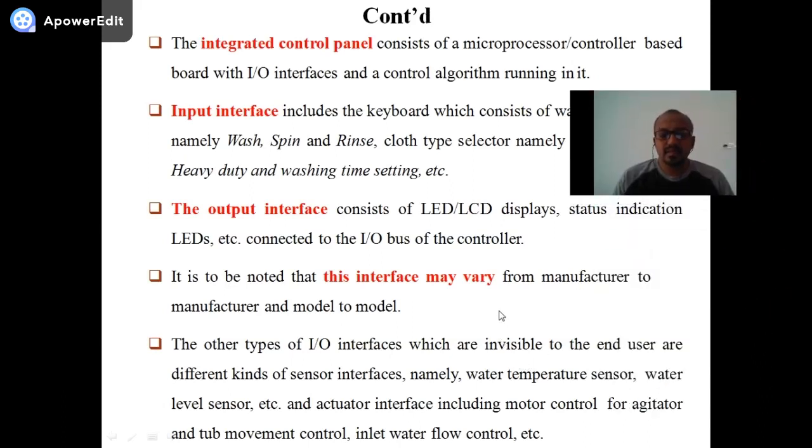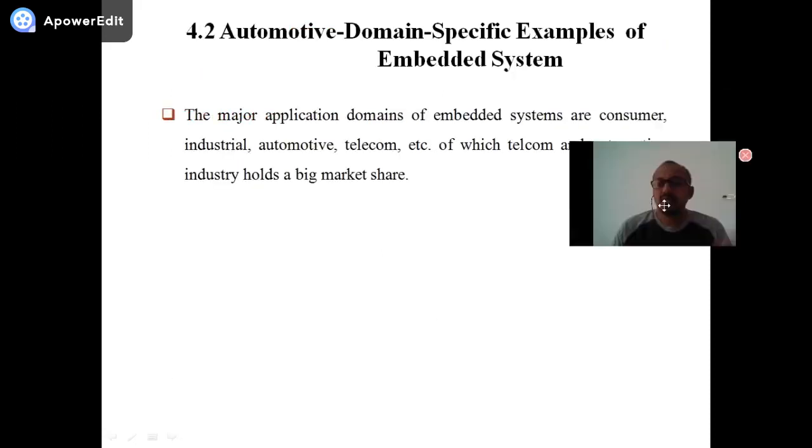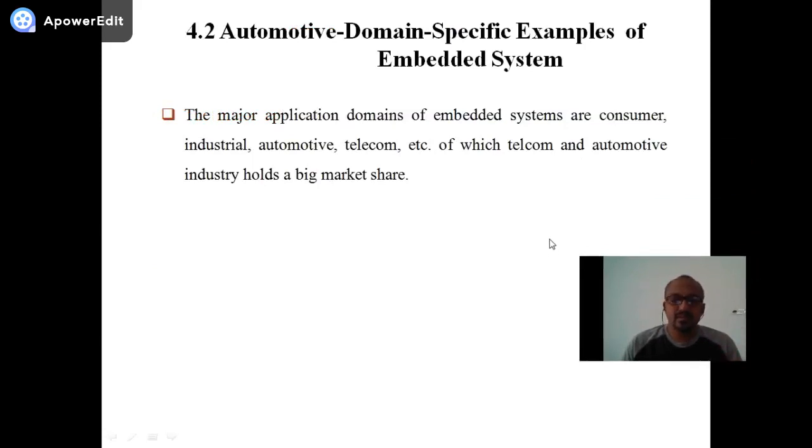At the same time, the other types of IO interfaces which are invisible to the end user are the different kinds of sensors, namely water sensor or level sensors, and actuators present inside. They are invisible, but they are actively involved in making this embedded product, the washing machine. That is given as an example of a specific application of an embedded system.